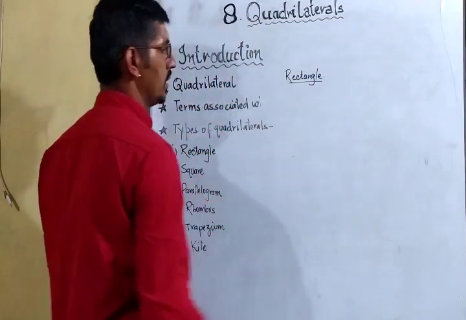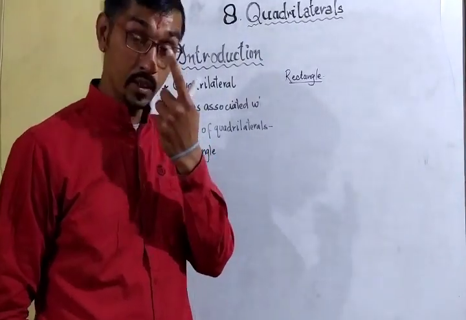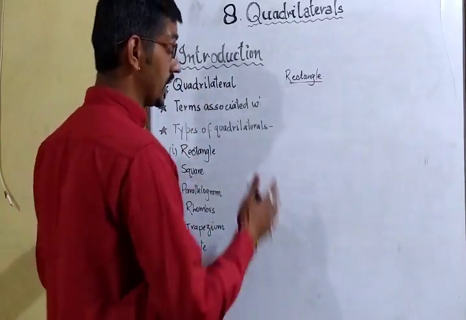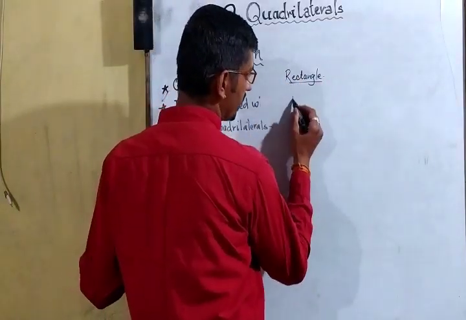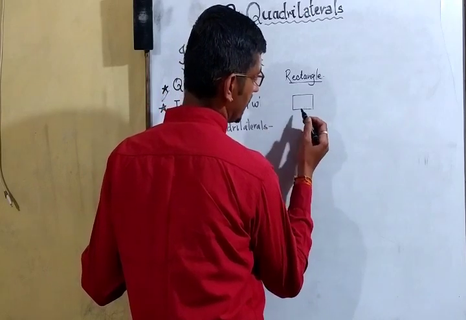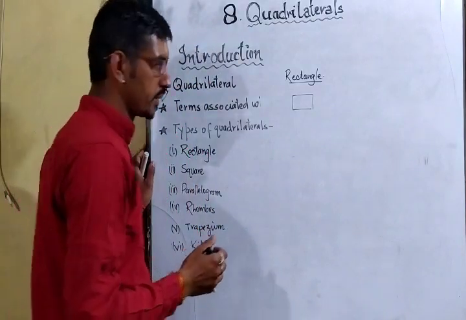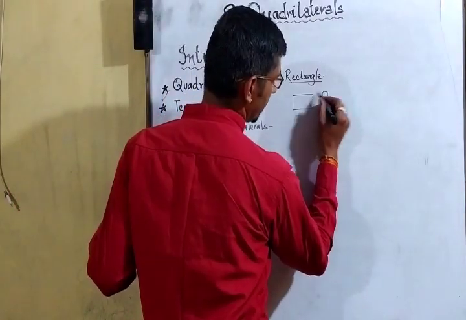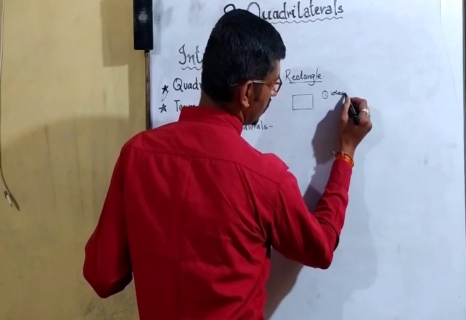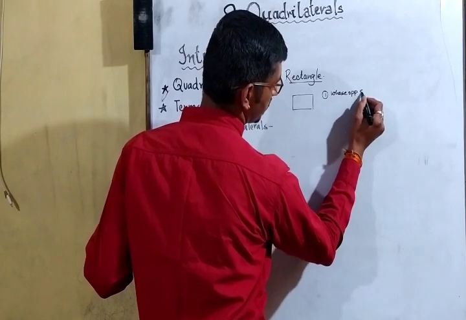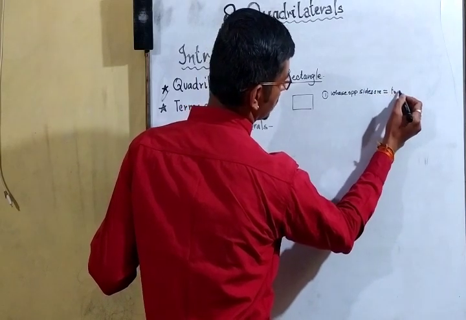Very, very important. Rectangle is, that means all the quadrilaterals are very, very important. Out of them, first is rectangle. Now what is rectangle? We know that a four-sided closed figure whose opposite sides are equal to each other. Okay, first property of rectangle: a four-sided closed figure whose opposite sides are equal to each other.